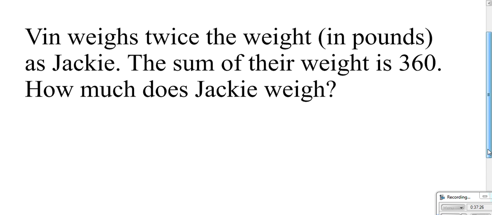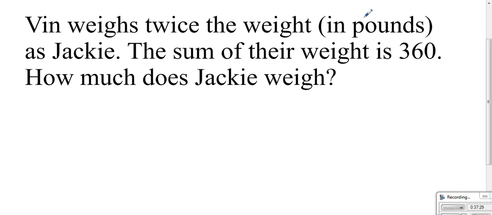Okay. Vin weighs twice the weight in pounds as Jackie. The sum of their weight is 360 pounds. How much does Jackie weigh? I always do a key. What a key is, it lays out the foundation of the question. Jackie is x. That's how much Jackie weighs. Vin weighs twice the weight of Jackie. Twice the weight is 2x. Whatever Jackie is, you have to times it by 2. So Vin weighs that amount.